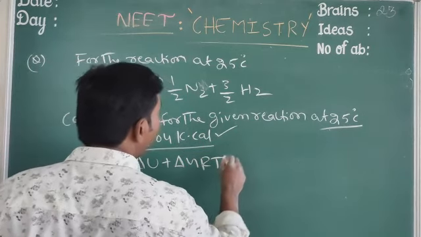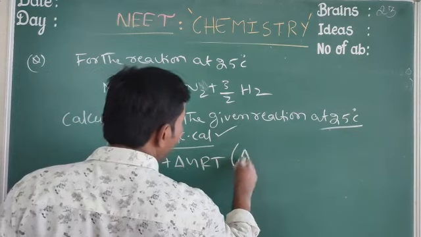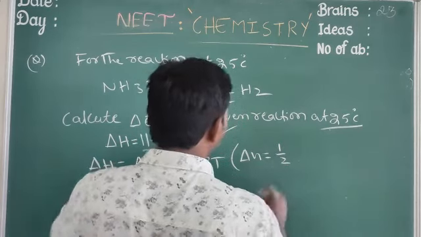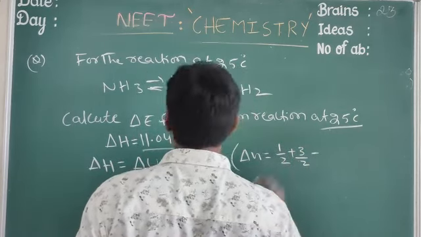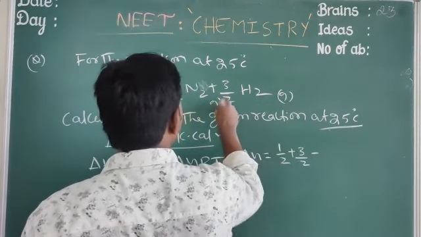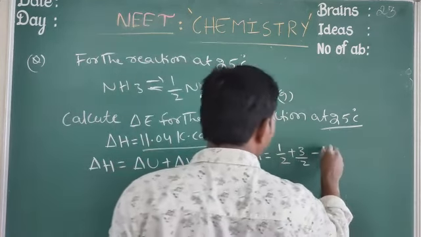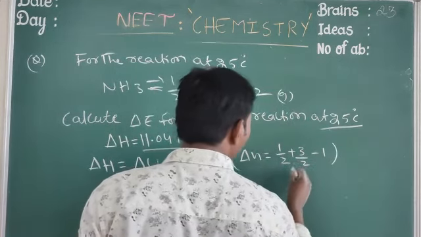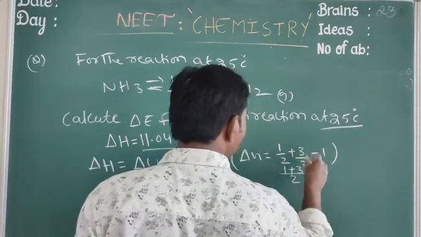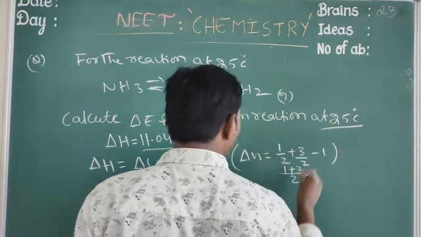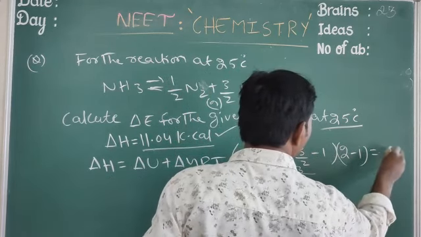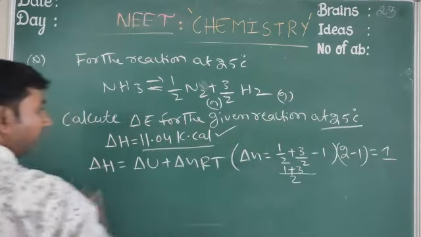We should find del n. Del n equals 1 by 2 plus 3 by 2 minus 1. All are gases only, so all are considered. 1 by 2 plus 3 by 2 is 4 by 2, that means 2, minus 1 equals 1. Here the del n value is 1.